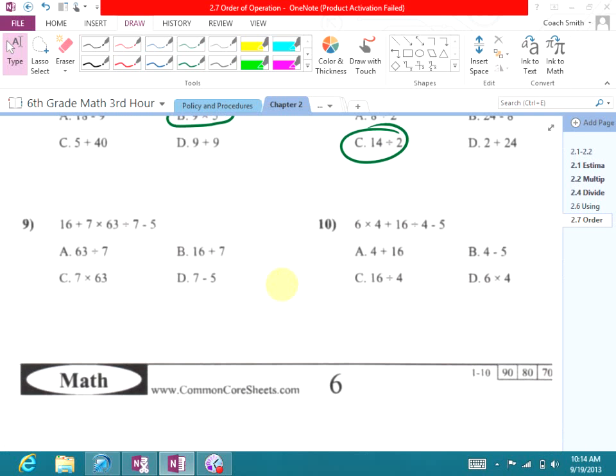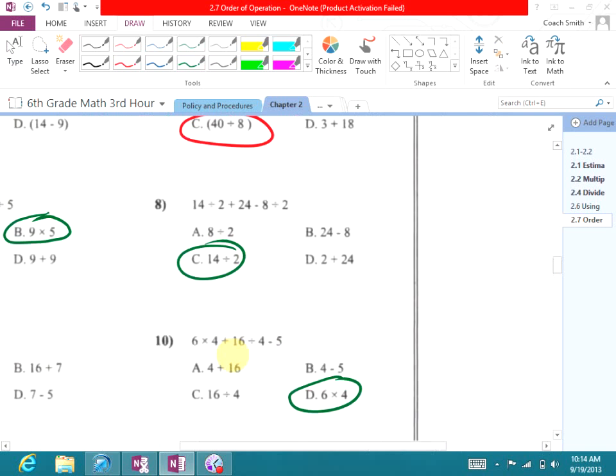All right, Zach. On number 9, what's the correct letter? C, as in cat. Okay? All right, let's see here. Brandon. D. On number 10, what is it? D, that is correct. Okay?